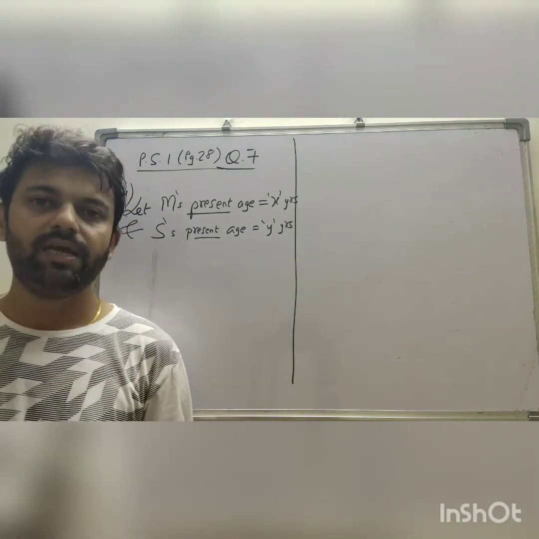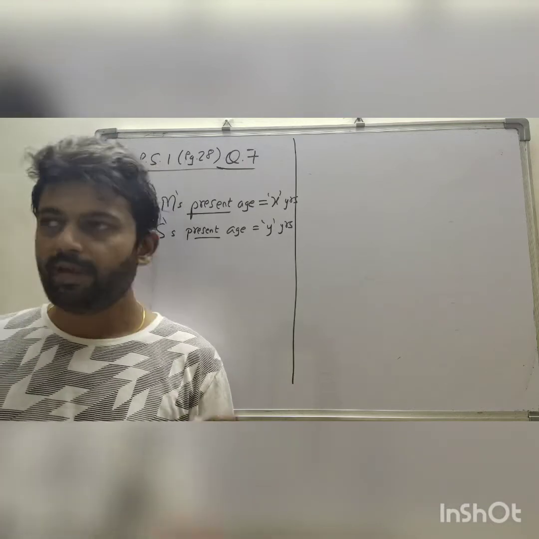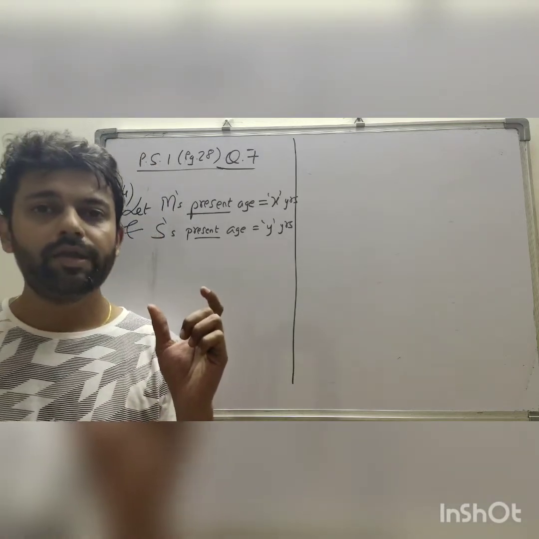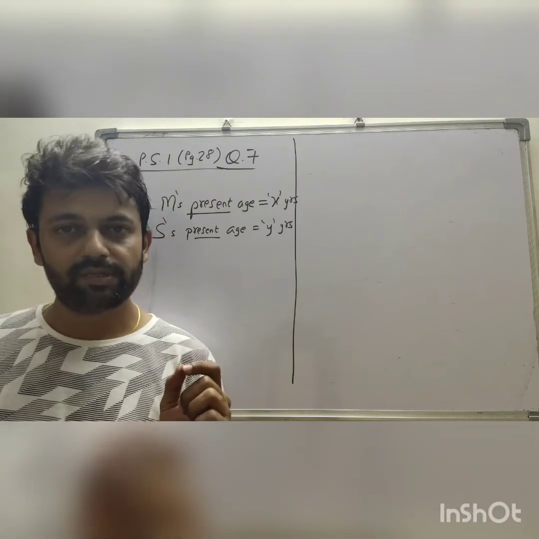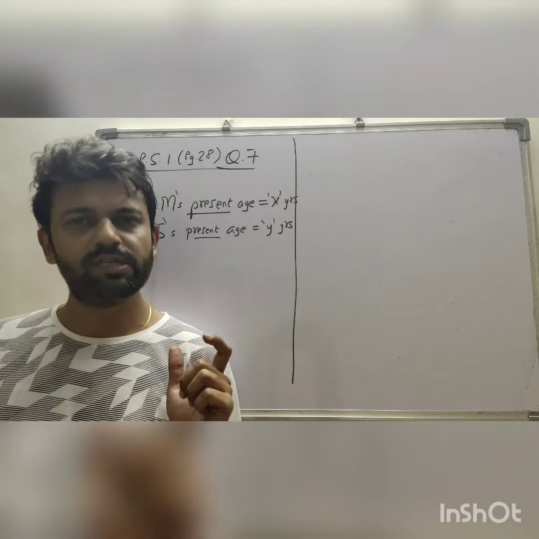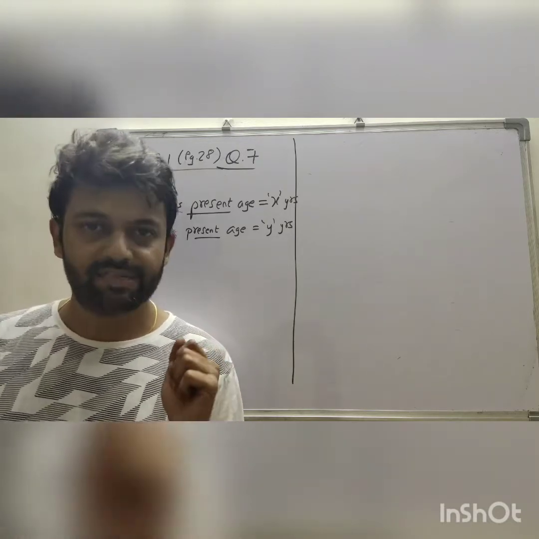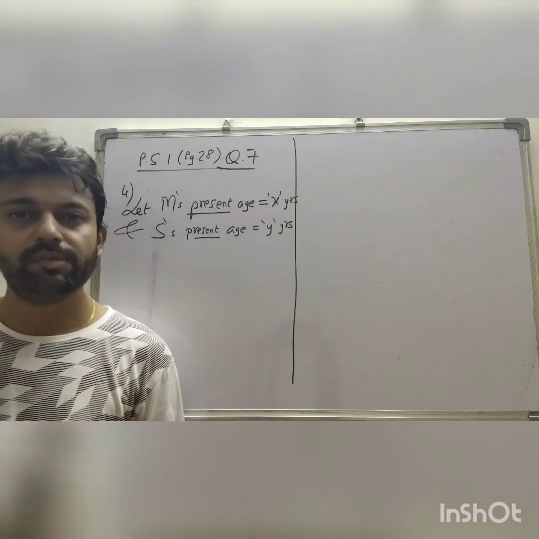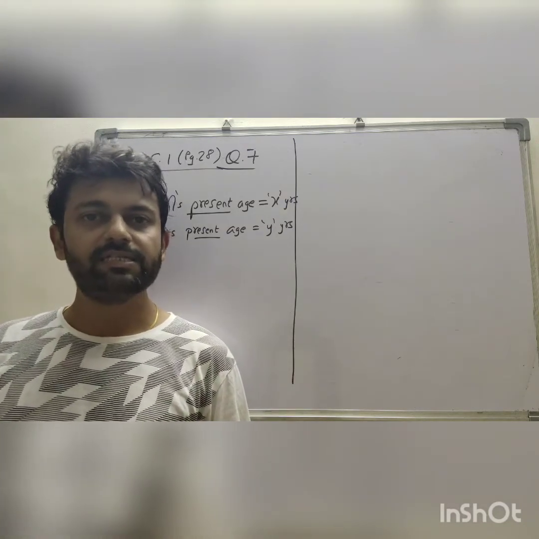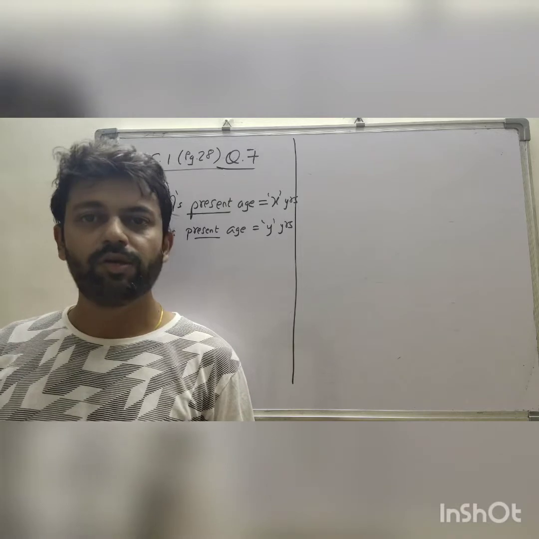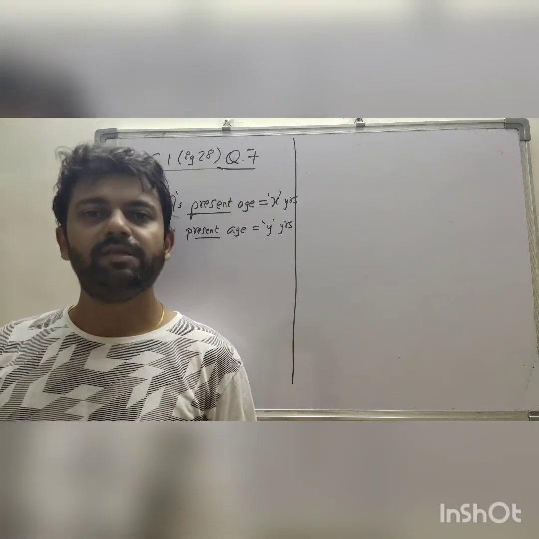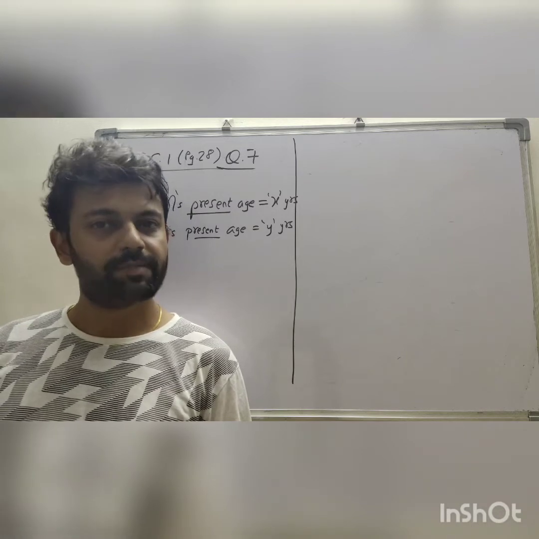Manish as x, Savita as y. Whenever you get a sum on ages, you have to make an assumption of present ages. They will mostly always ask you about present ages. So I am assuming them this way. Let Manish's present age be x years and Savita's present age be y years. Or you can write in one statement, let Manish's and Savita's present ages be x and y years respectively.